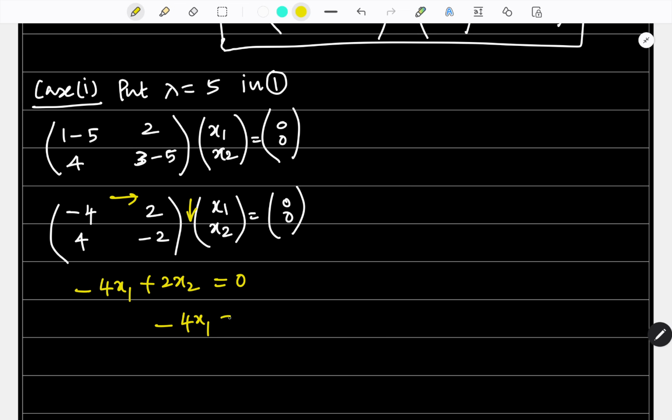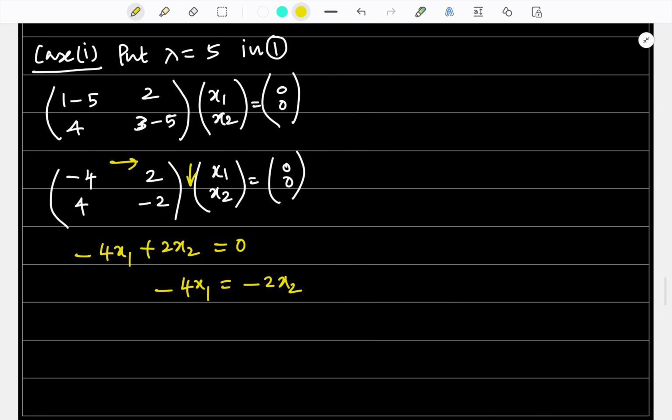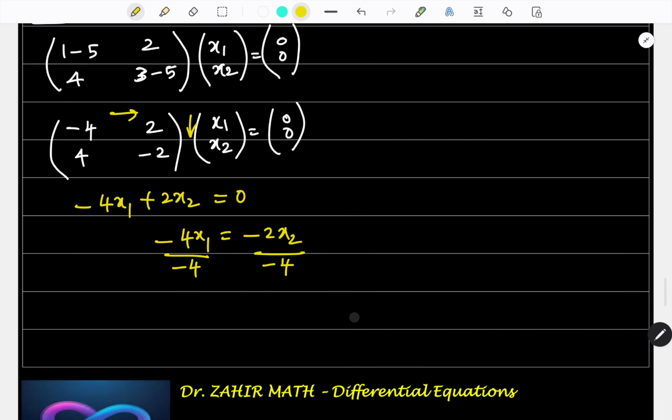Right. I told you in the class, all the time you just write x1 equals. So minus 4x1 equals negative 2x2. Now I'm going to divide by minus 4. When I divide by minus 4, it gets cancelled. Minus 4 and minus 2 get cancelled, and I'm going to get 2 here. So let me write x1 equals x2 divided by 2. What did I say in the class? Try to give a non-zero vector. Try to avoid fractional values, right?